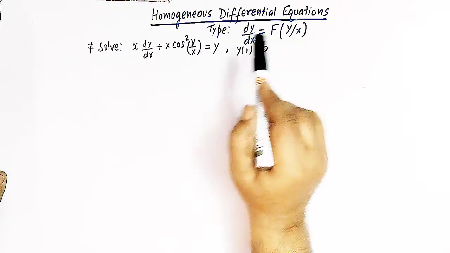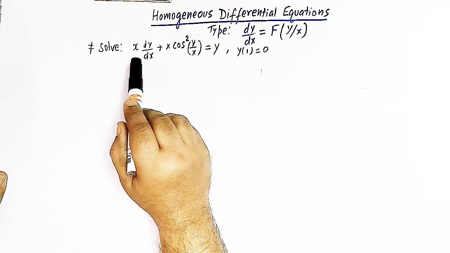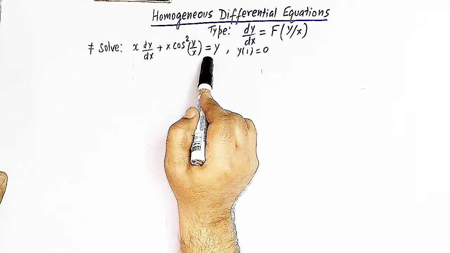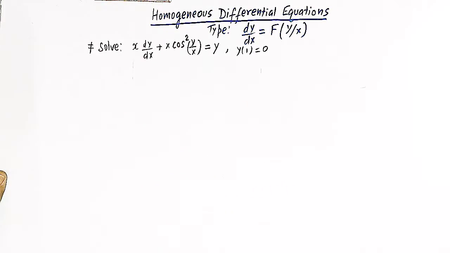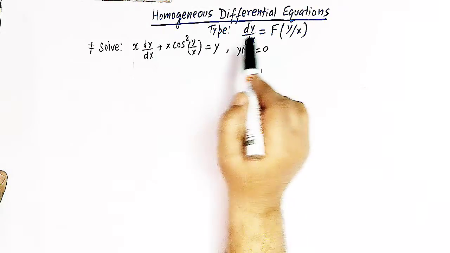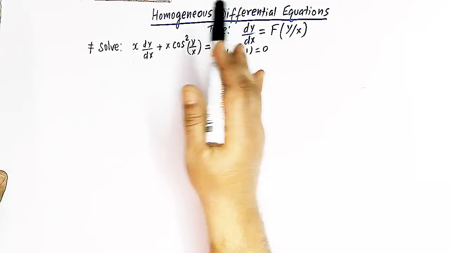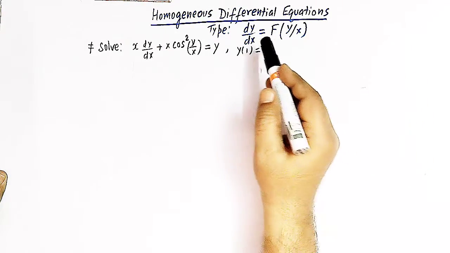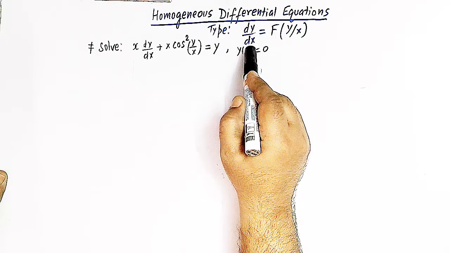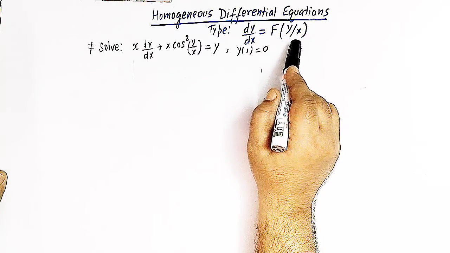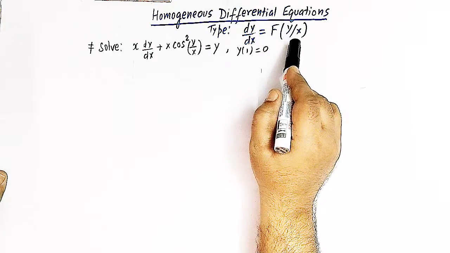x, right? So here we have to solve this differential equation, which is x dy over dx plus x cos square y over x is equal to y, and the initial condition is y of 1 is equal to 0, right? So what we will do, we'll first express this equation in this form, that is on the left hand side we have dy over dx, and on the right hand side we have f of y over x, right? So some function of y over x.